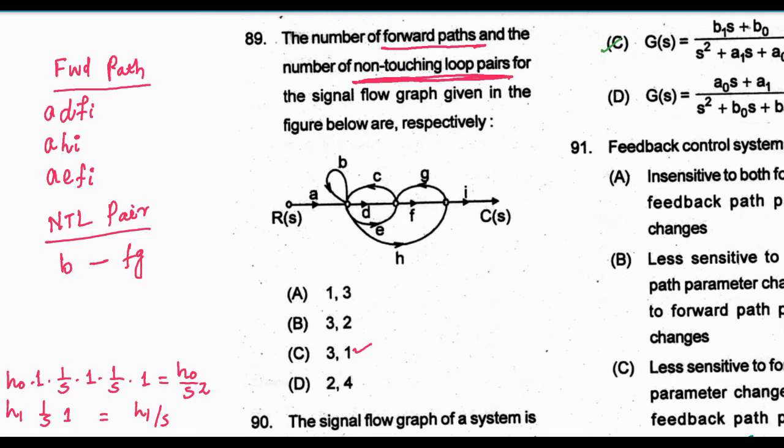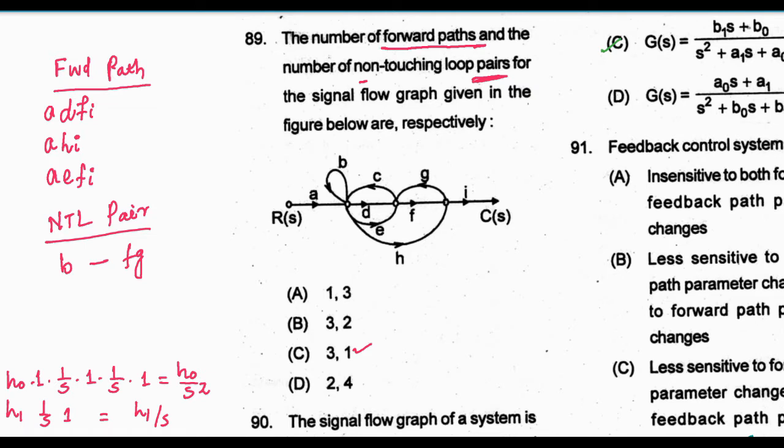Generally the mistake students make is they find out the non-touching loops. Suppose there are 2 non-touching loops, that is one pair. 2 non-touching loops will be one pair, but they will not look at the word pair, and they will write it to be 2, but this is one pair, because here option 3 2 and 3 1 both are present.